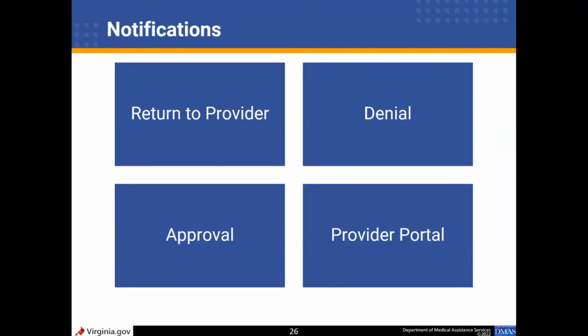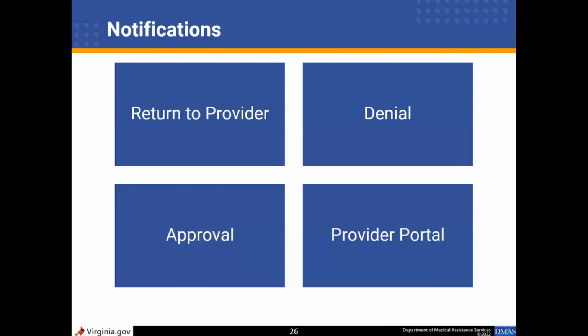So after a determination has been made on the application, you will receive one or more notifications. So if your application is returned for corrections, you will receive a Return to Provider notification with changes that need to be made. This includes providing an additional attachment or editing responses. You have 30 days to make the corrections and resubmit your application. If not completed by the deadline, your application will be denied.